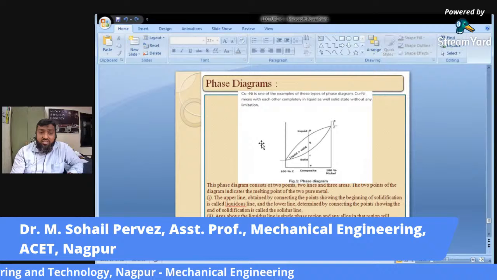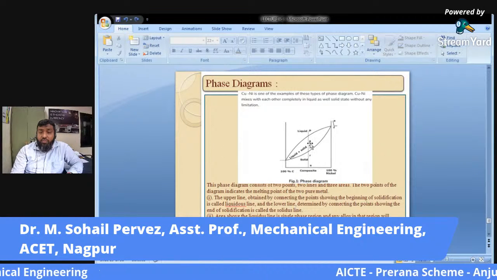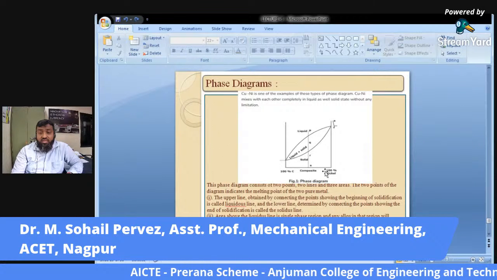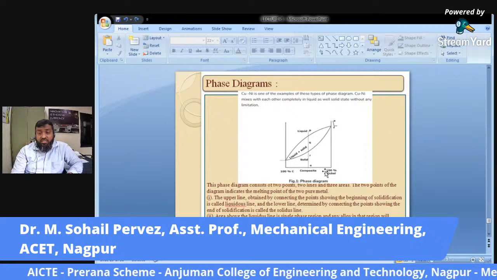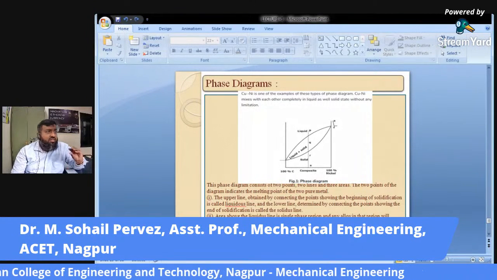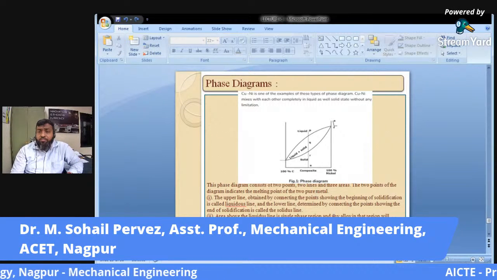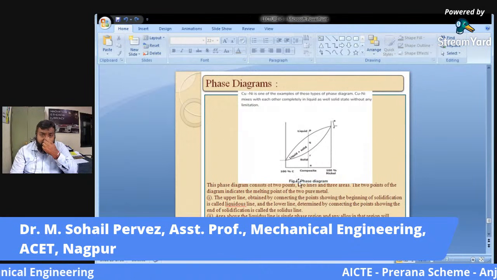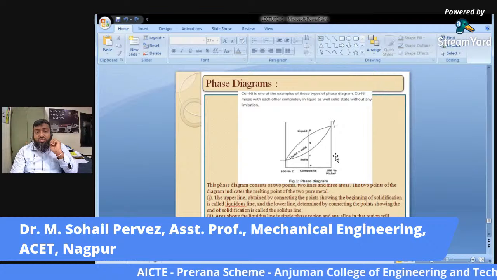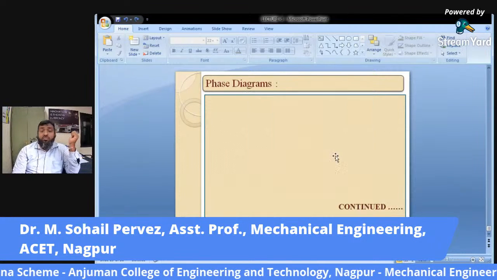This is the basic structure of this phase diagram, wherein between the solidus and liquidus lines there exists a two phase region, a mixture of both solid and liquid. Both states will be there. As far as the upper portion is concerned, that is the liquidus, and this is the solidus. These are the basic phase diagram for the metal.